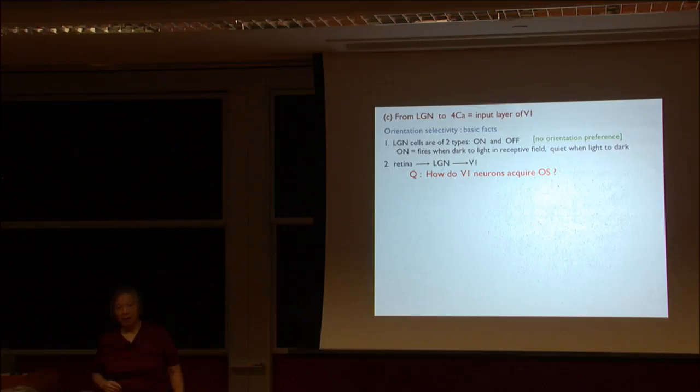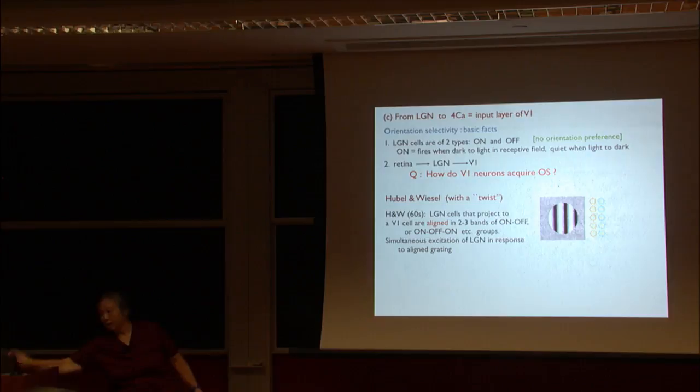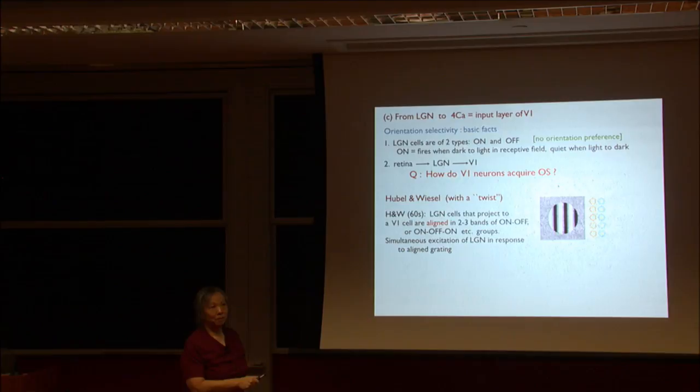But it sees a spot. There is nothing between LGN and V1: LGN goes one synapse to V1. But V1 doesn't see the spot. V1 sees the edge. So why is that the case? This is a very famous story of Hubel and Wiesel, and I'm going to tell it with a twist, because when we started to get into it, we started to run into trouble.